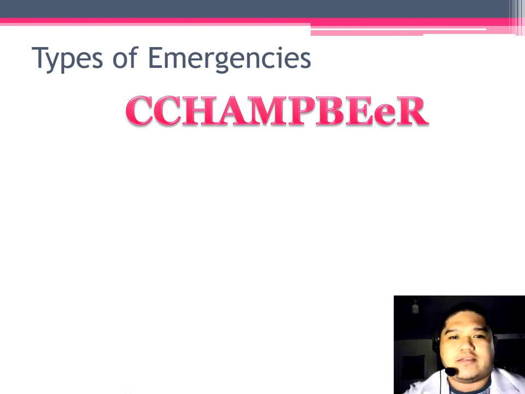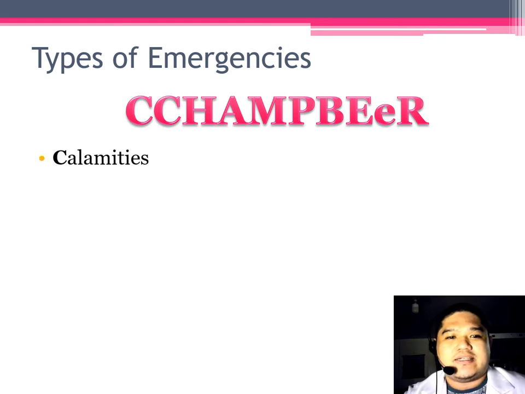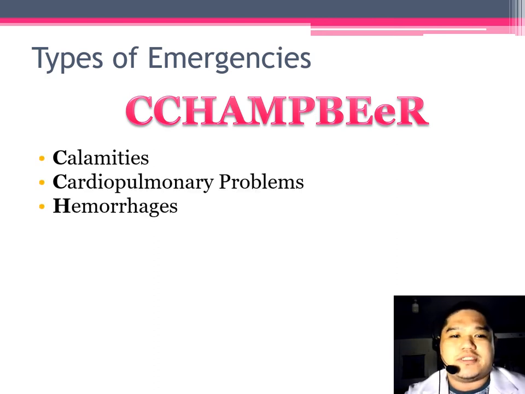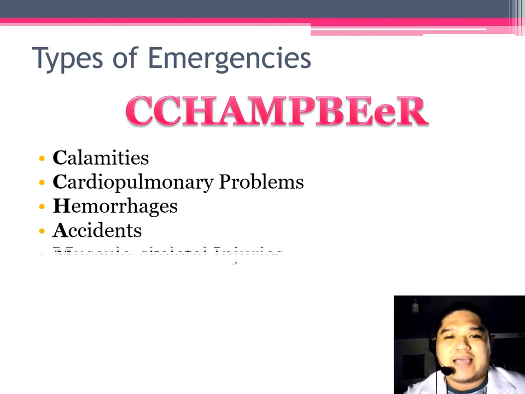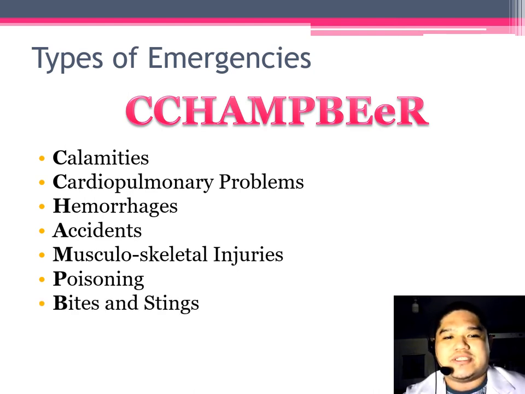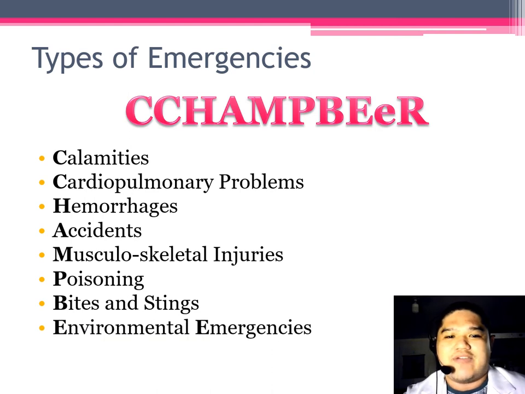Okay, welcome back to our discussions on the different types of emergencies. Last time we were able to discuss different calamities, cardiopulmonary problems, hemorrhages, accidents, musculoskeletal injuries, and poisoning. This time we are to cover the following topics: bites and stings, environmental emergencies, and of course, rape as a type of emergency.